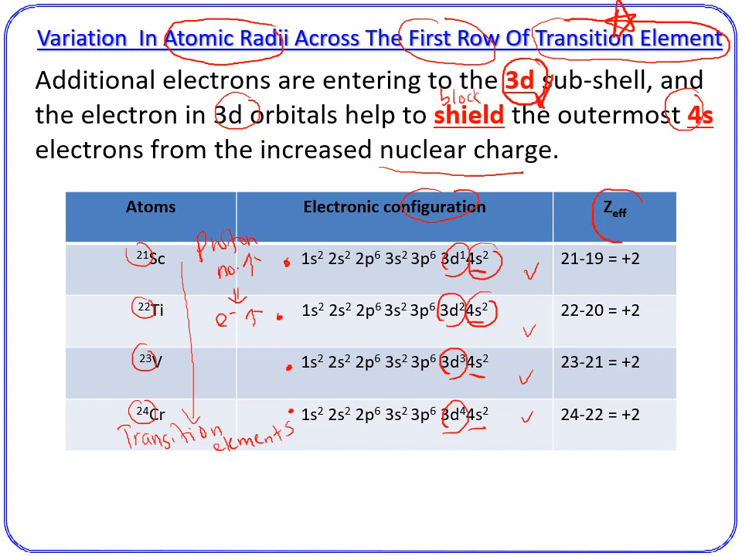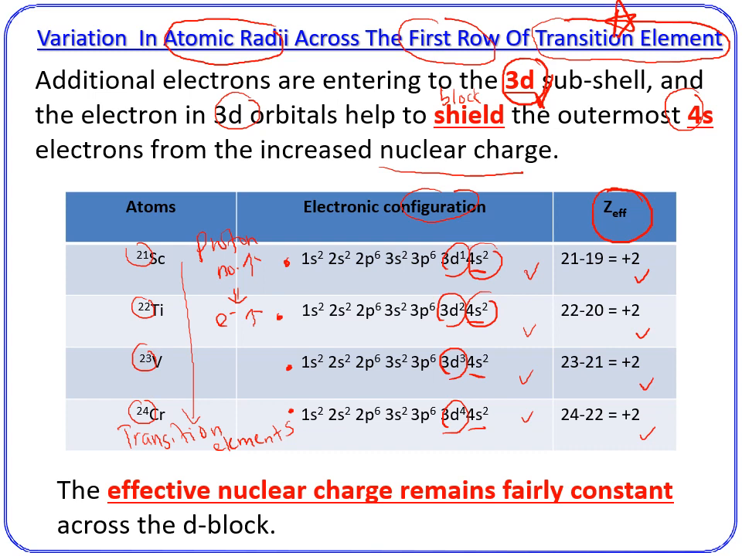So we may think that we need to use effective nuclear charge to explain when the question is asking about across the period. When we calculate the effective nuclear charge, we notice that all these four transition elements have a positive 2 effective nuclear charge. So that's why the effective nuclear charge remains fairly constant. It is considered constant across the D block elements. Again, this time we are focused on the transition elements, which means the D block elements.